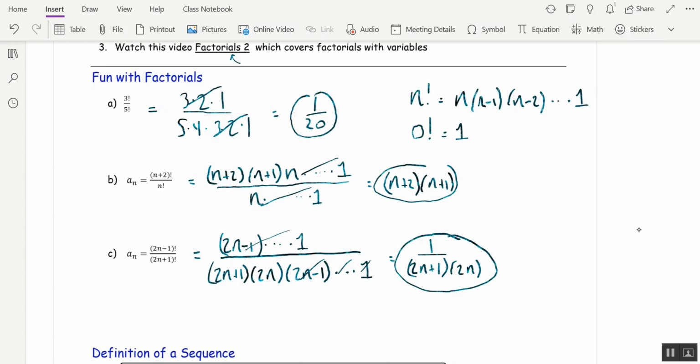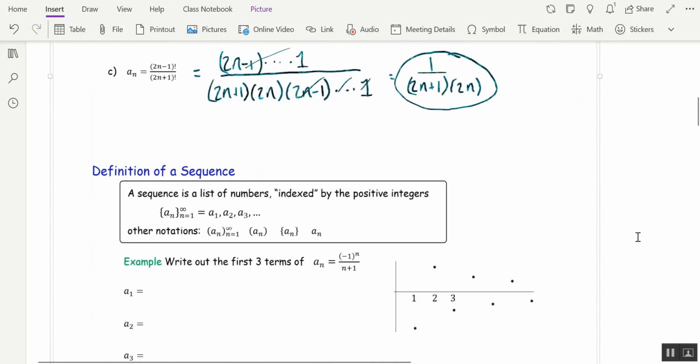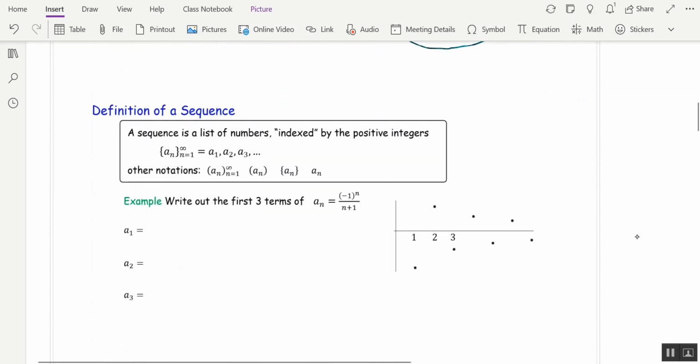All right, now we can jump into sequences. A sequence is a list of numbers. That's it. There are many notations for sequence. All of these are notations for sequence.